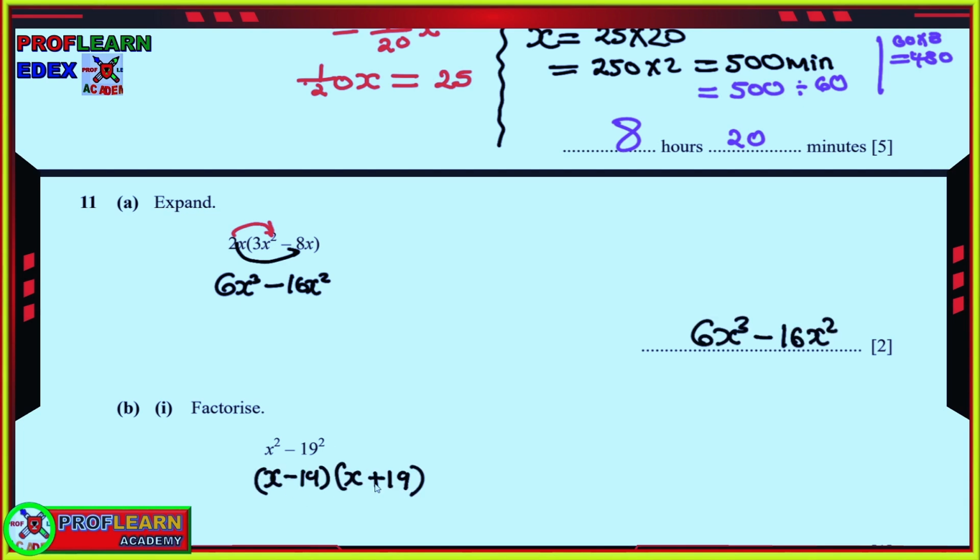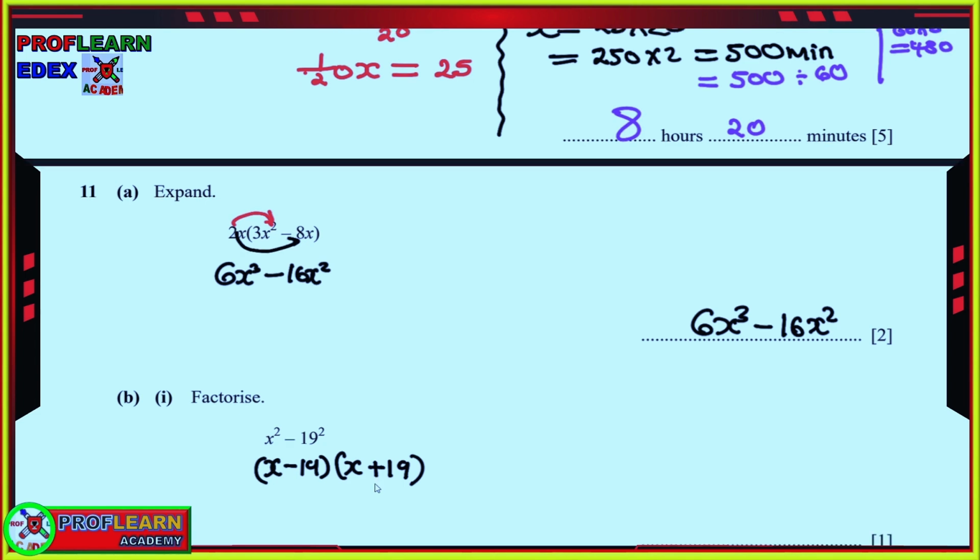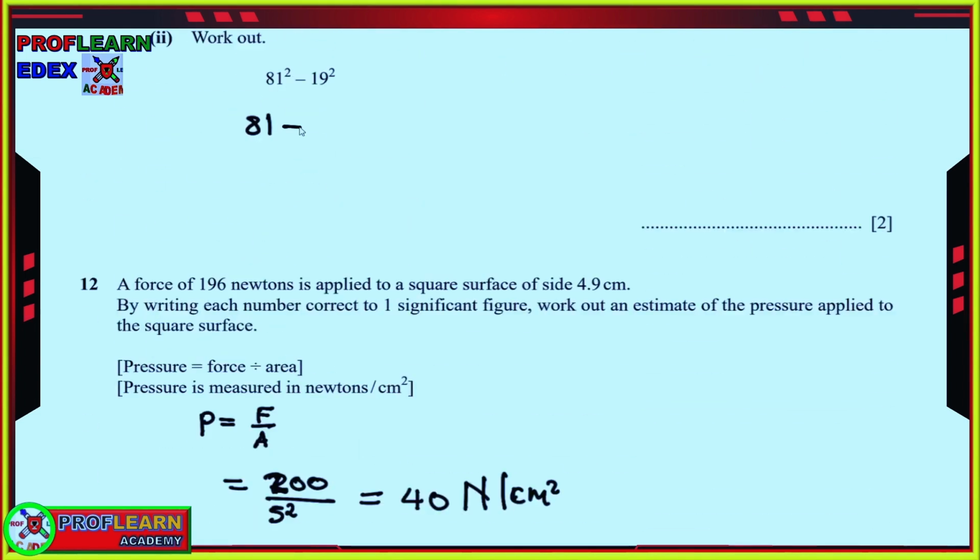And this is just a difference of two squares. This one has to be there. The difference of two squares concept has to be tested. Expanding brackets has to be tested. Also, how to use a difference of two squares now. That is going to be 81 minus 19 and 81 plus 19.